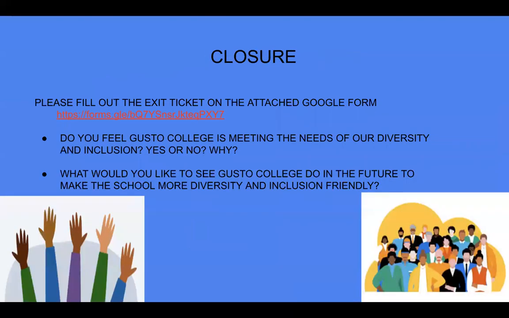And the closure. Please fill out the exit ticket. The questions: do you feel Gusto College is meeting the needs of our diversity and inclusion? Yes or no, and why? And what would you like to see Gusto College do in the future to make the school more diversity and inclusion friendly?